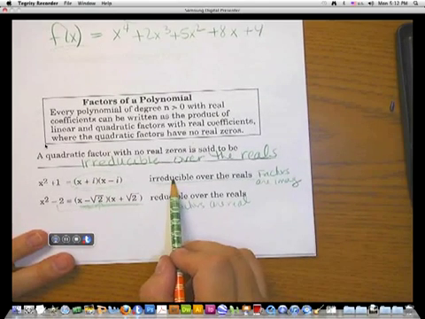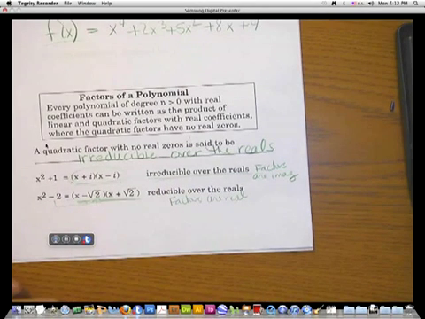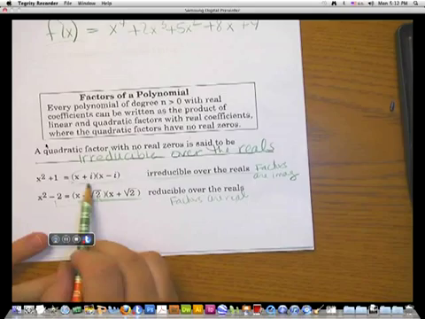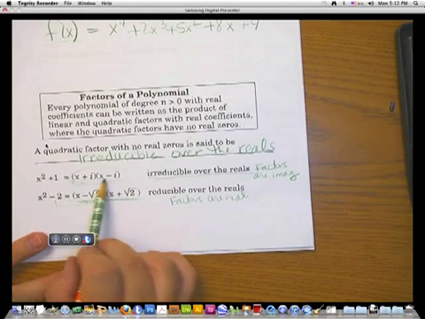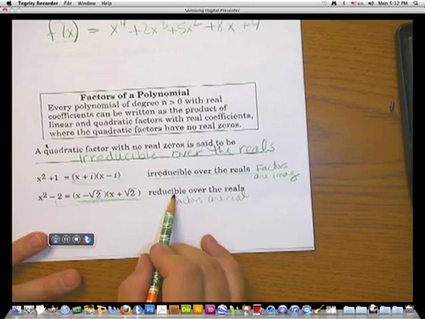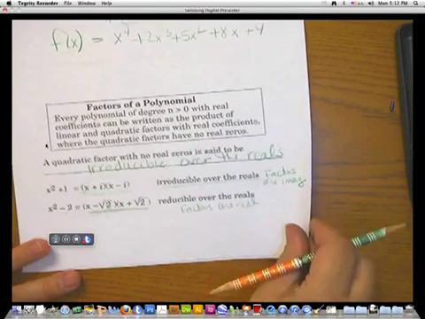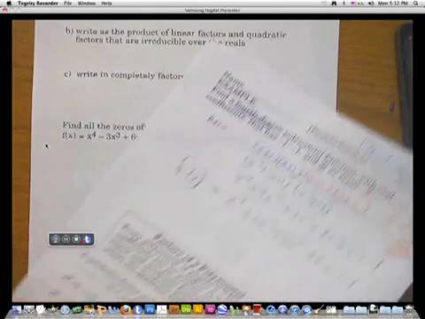So irreducible over the reals, and I emphasize this because you're going to see it again, you're going to hear it again, you're going to see it on quizzes and tests. Irreducible over the reals means there are imaginary factors. Reducible means the factors are real. And that's the difference between those two things.